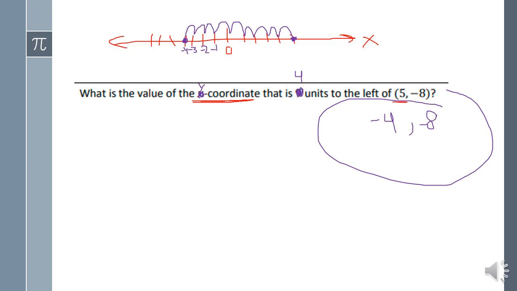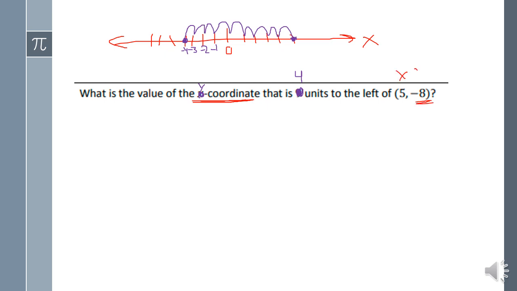Okay, so let's say the question was, what is the value of the y-coordinate that is 4 units to the left of 5 comma negative 8? So if that was the question, and I want you to pause and try this on your own, now we go back to, they're just asking us to focus on the y-coordinate. So the y-coordinate is just the y. Here's my x. Here's my y. And that means nothing is going to occur to my x. So my x is going to remain 5.